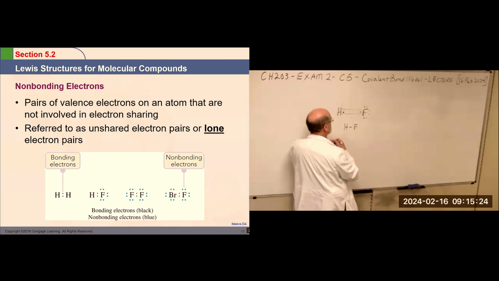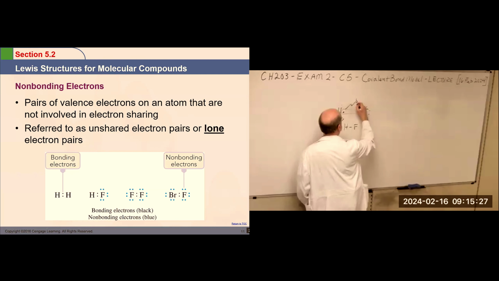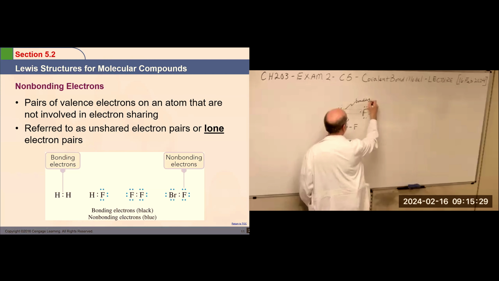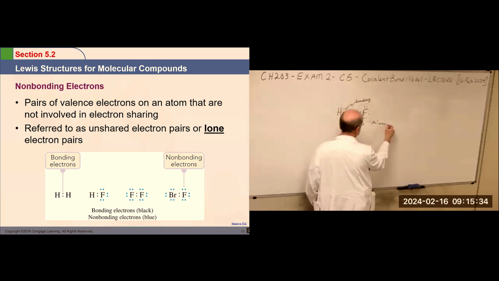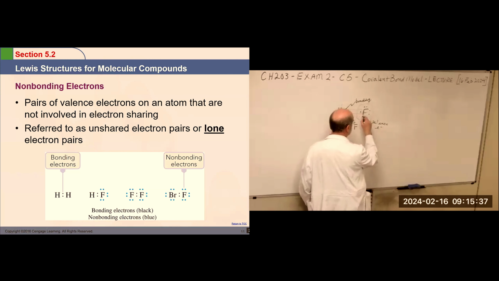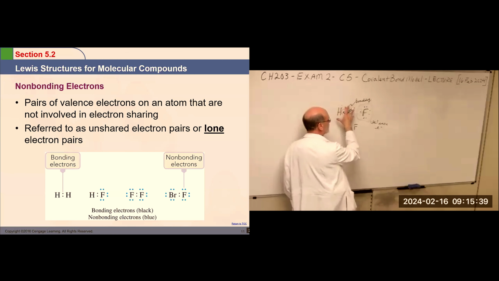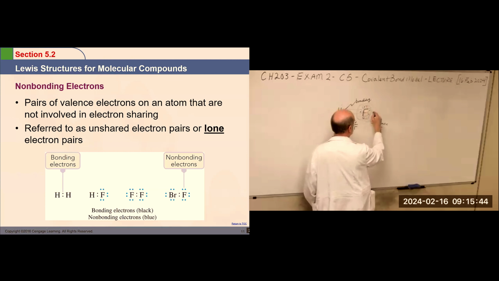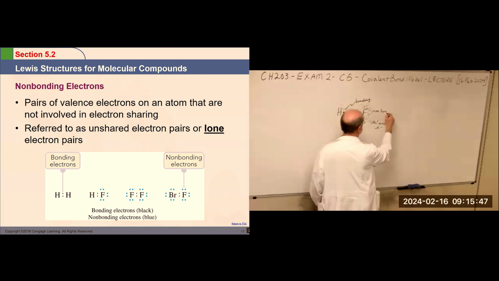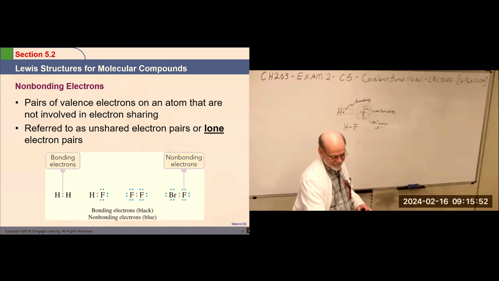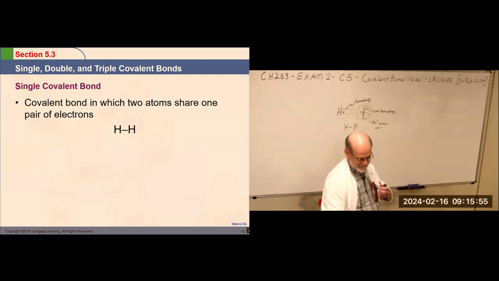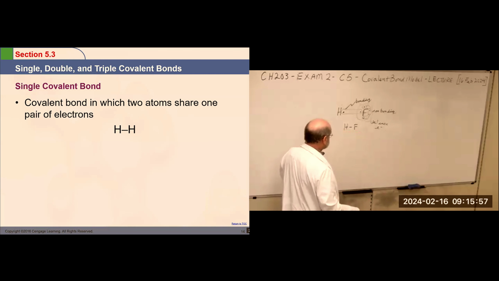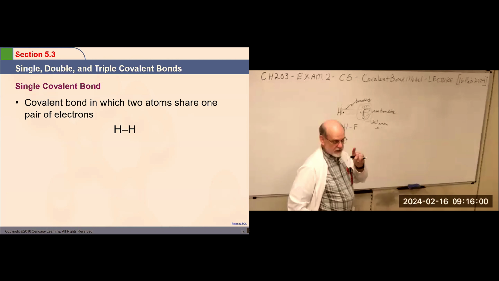These are called bonding electrons right here. All of these together are valence electrons. And the ones that are not part of the bonding, these right here, like that, those are non-bonding electrons. All right. Anytime you have two electrons, you have a bond.